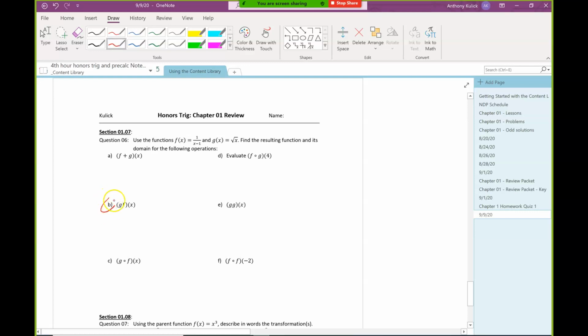B. Okay. So this is the multiplication of two, which we remember we defined as just g of x times f of x. So that's going to give me the square root of x minus 1, which is just this. Okay? So now we need to worry about the domain.